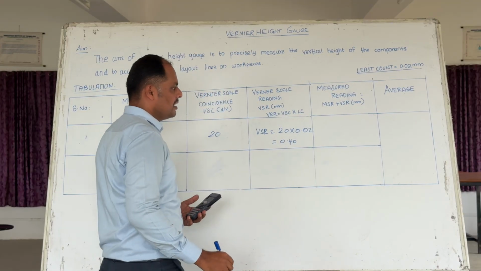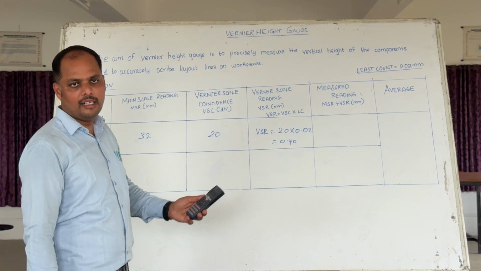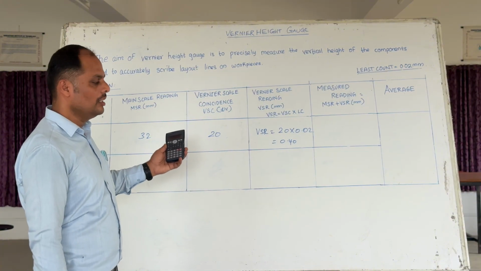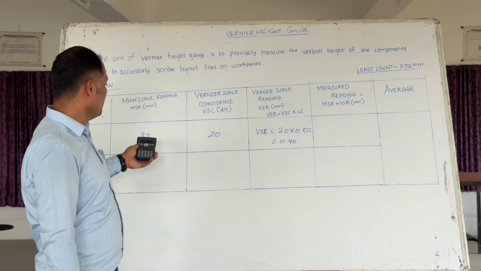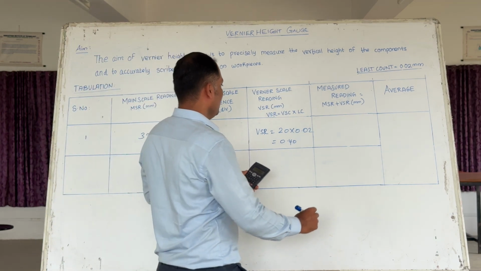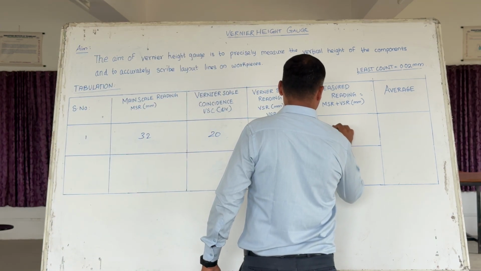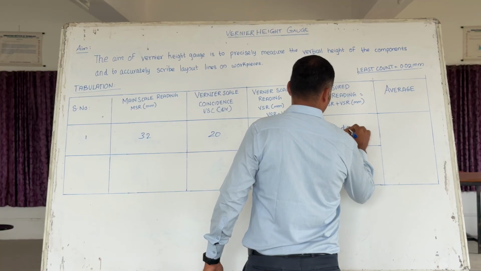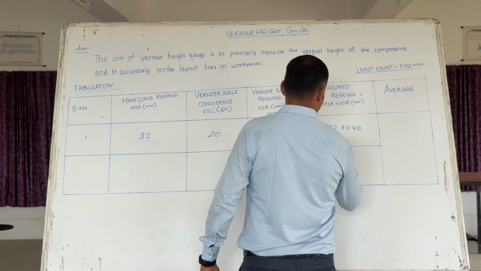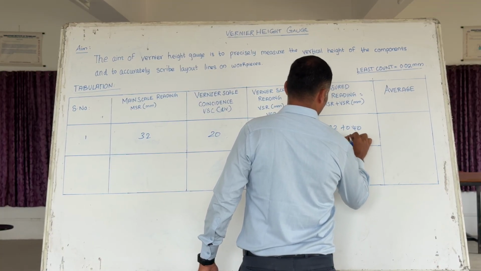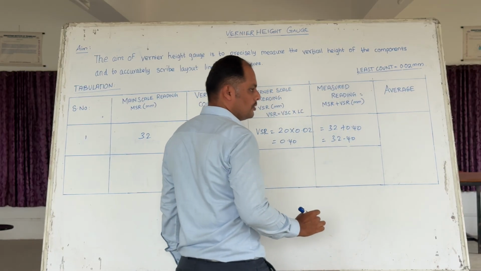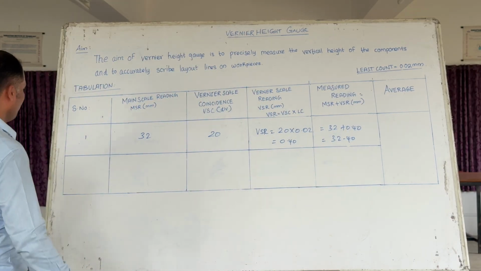So finally the measured reading is equal to main scale reading plus Vernier scale reading. The main scale reading is 32 and the Vernier scale reading is 0.40. So totally 32.40. Simultaneously we want to take another set of readings.